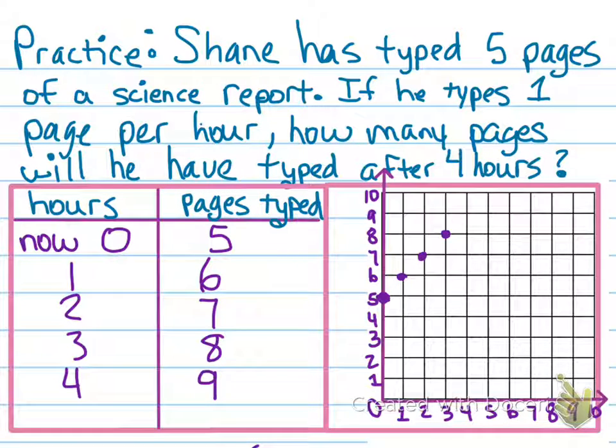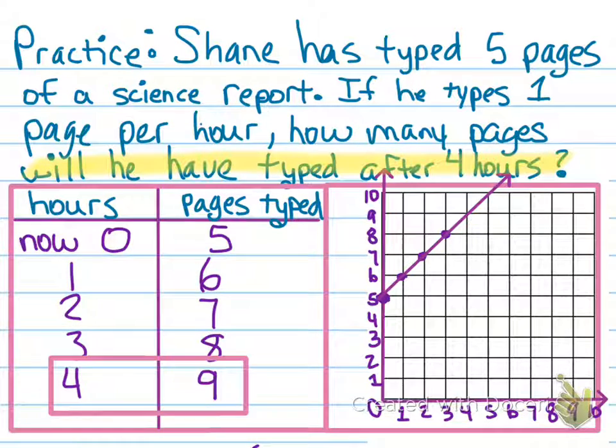I'm going to go ahead and draw my arrow through to represent my additive pattern. So this is showing my additive pattern, and it should cross through those corners. All right, perfect. Now it says how much would he have typed after 4 hours? And we can see on our plane or our input-output table that after 4 hours he will have typed 9. And we could represent that also by the ordered pair 4, 9.